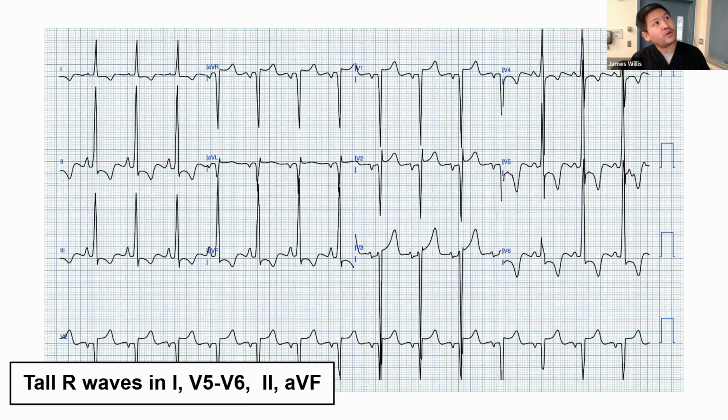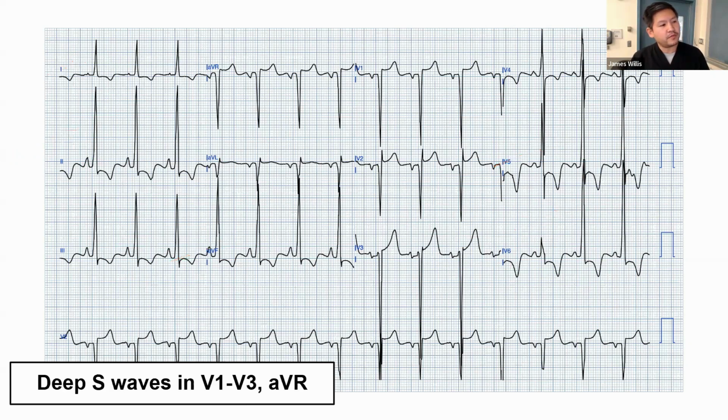So here you can see tall R waves in one, V5 and V6. AVL actually looks okay here, maybe even an elevation. And here you can see tall R waves in AVF. What else? Then deep S waves in V1 through V3, and a deep S wave in AVR.